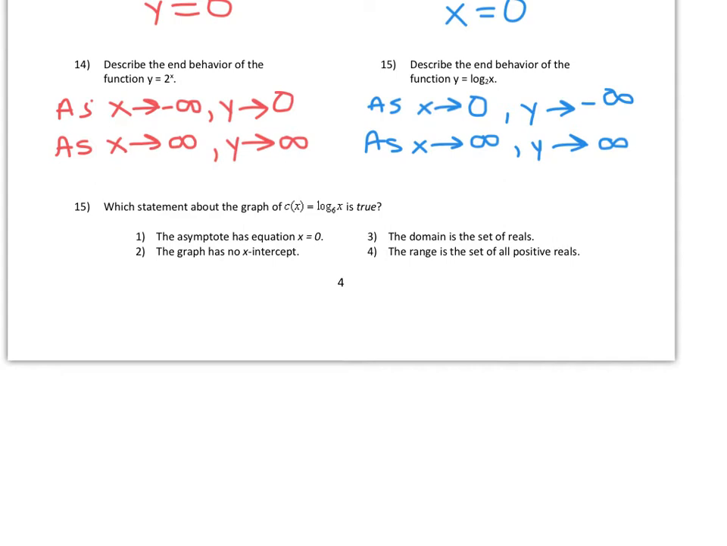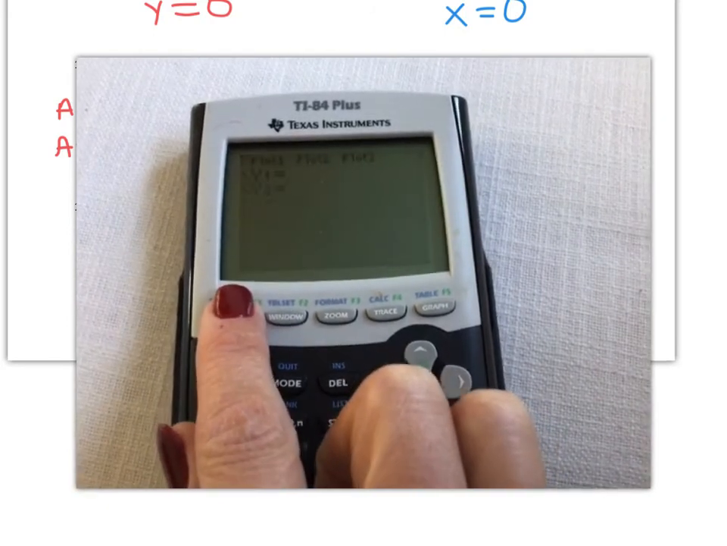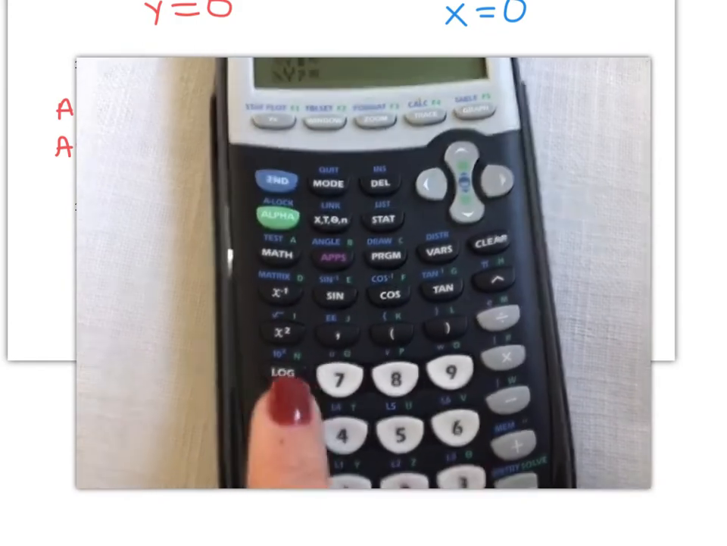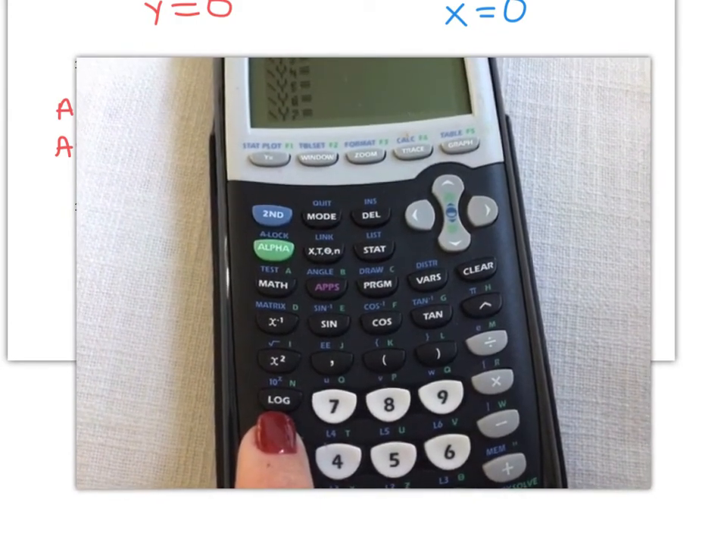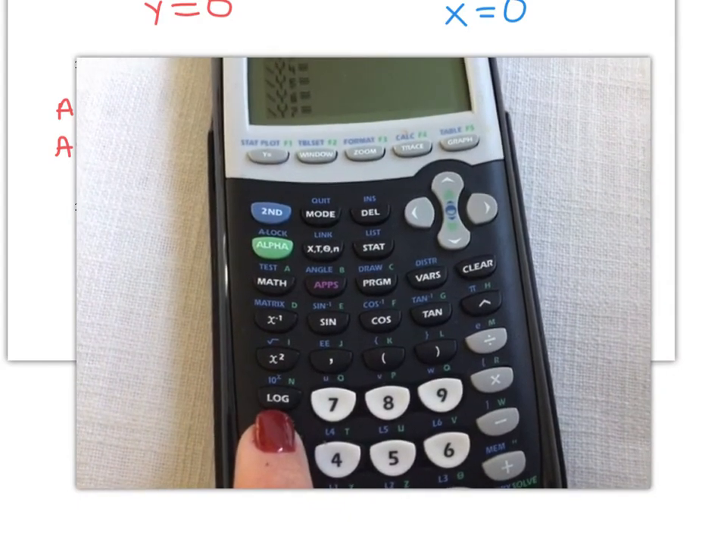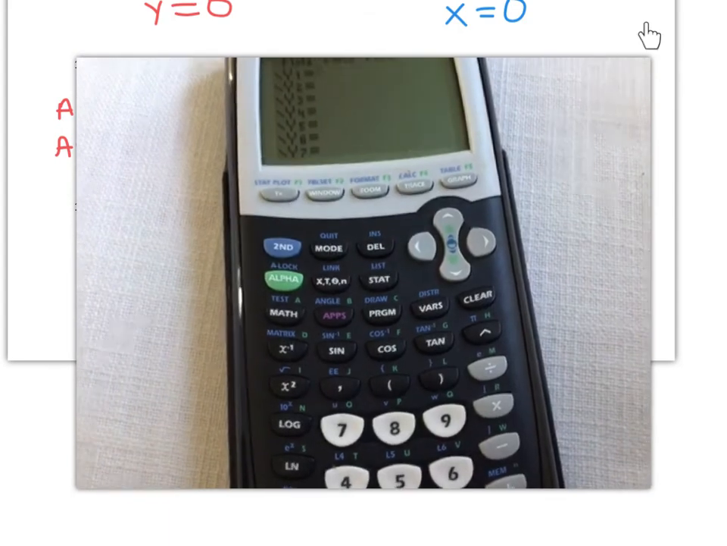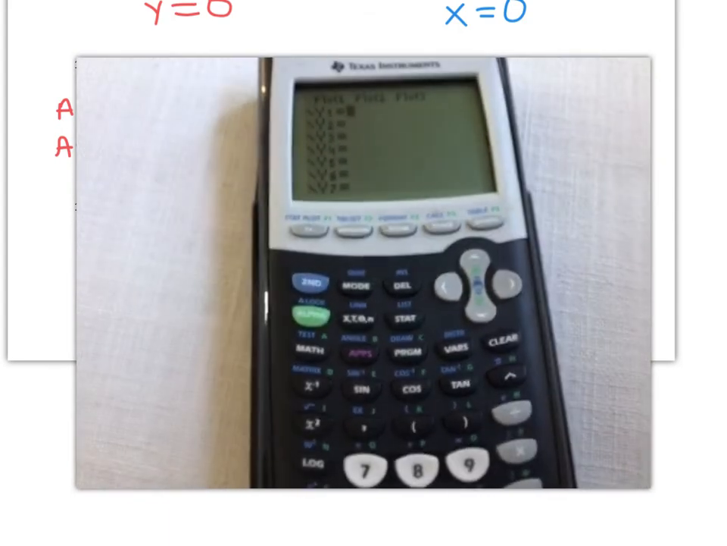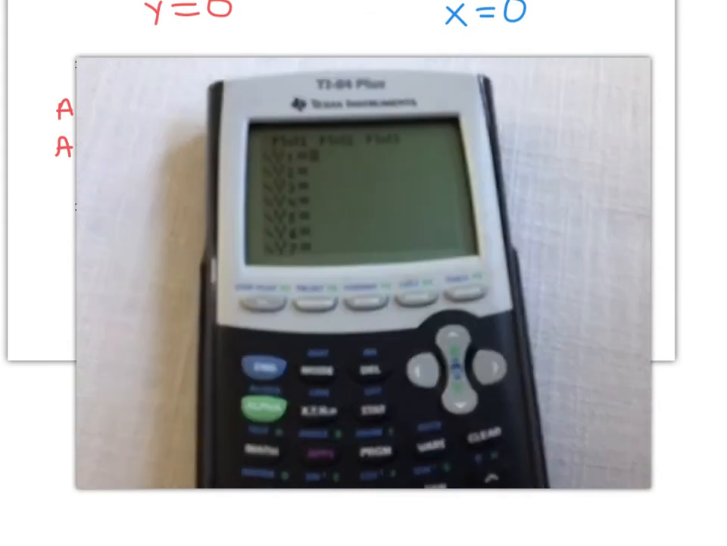All right, now here's the thing. Let me quickly show you how to graph these in your calculator. So this is what you're going to do. You're going to hit y equals, and here's the deal. Even though there's a log button, we don't want to graph y equals log of x. Do you see how on question number 15, it says y equals log base 6? If you want to use a log base, this is what we do.